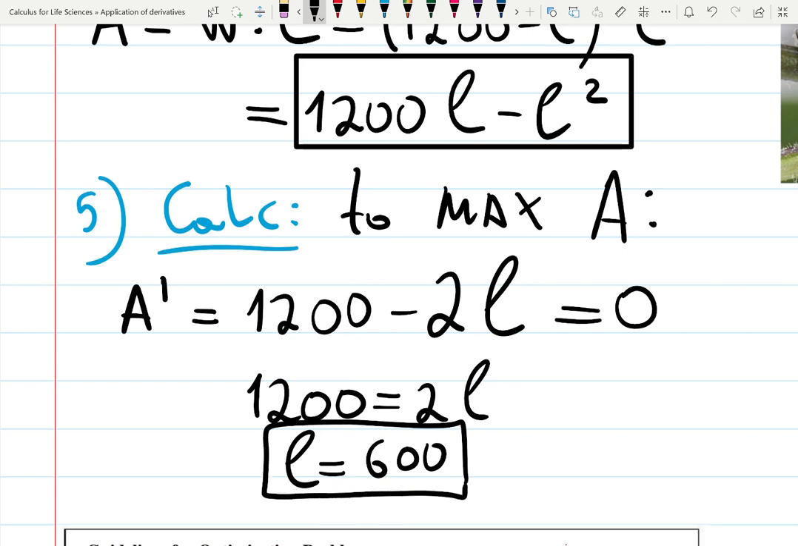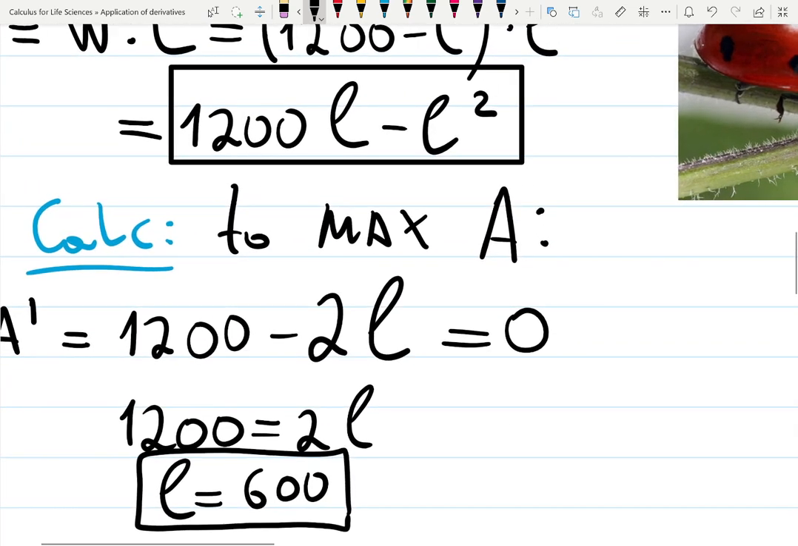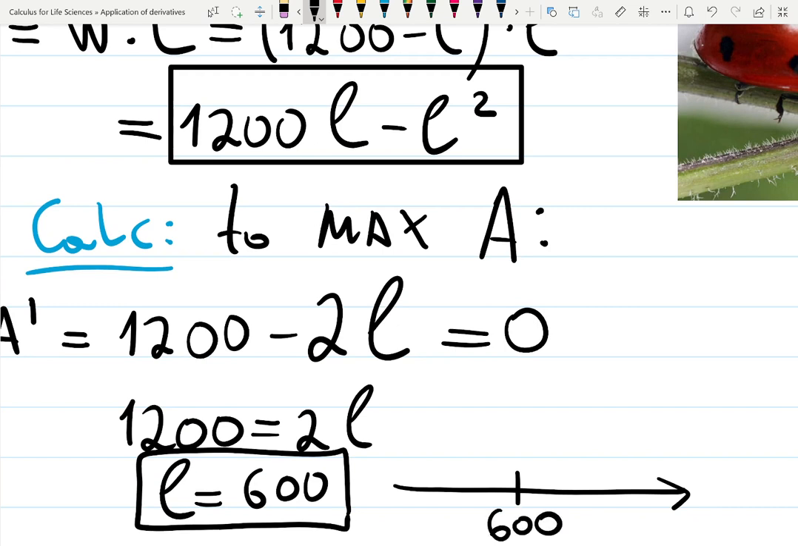Well, first of all, you have to check the domain. It is in the domain. It's not negative or something. So there are no other critical points here. We can actually check it using the first derivative test. We can put 600 on the sign line of A prime. And if we expect that we are looking for maximum area, what kind of signs do we expect to have for the derivative? Plus, minus.